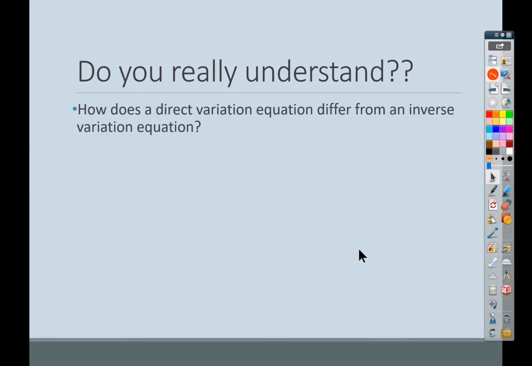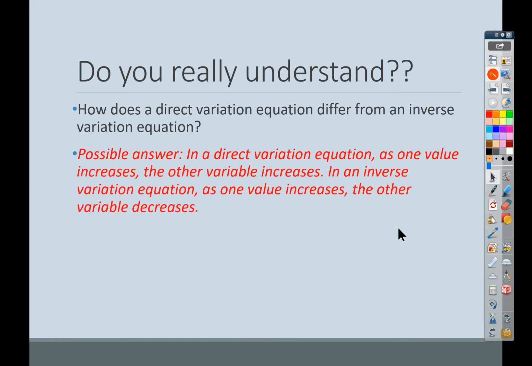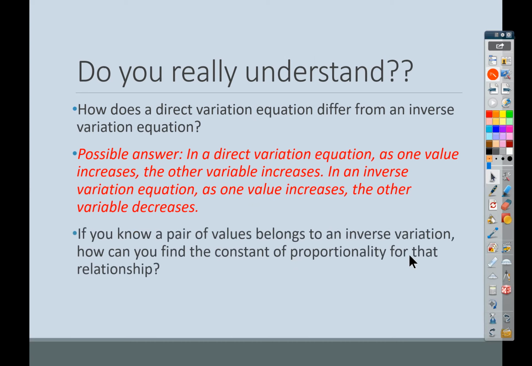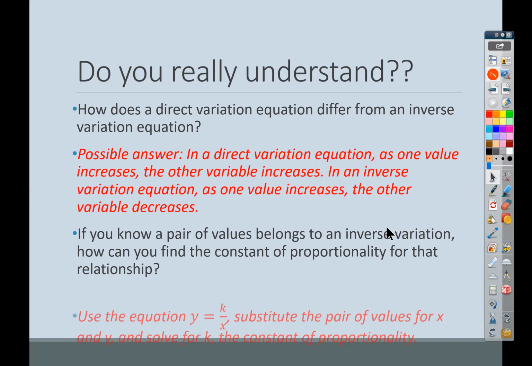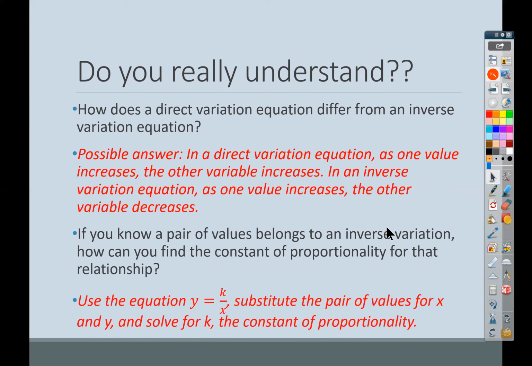How does a direct variation equation differ from an inverse variation equation? Here's a possible answer. In a direct variation equation, as one variable increases, the other increases. In an inverse variation equation, as one increases, the other decreases. If you know a pair of values belongs to an inverse variation, how can you find the constant of proportionality for that relationship? Basically you would multiply the two. Use the equation y equals k over x, substitute the pair of values for x and y, and solve for k. You would multiply x times y to find k.